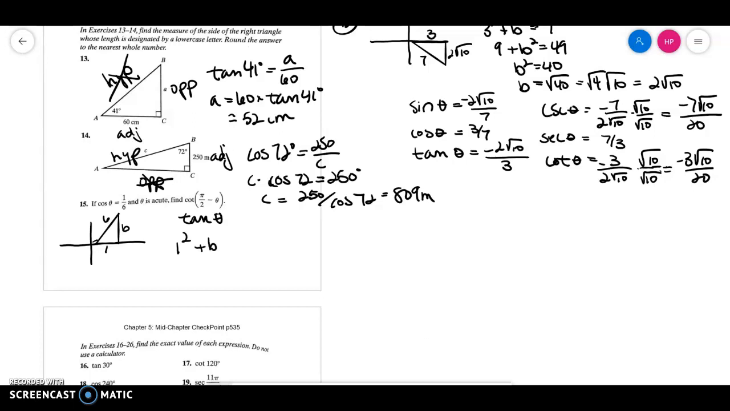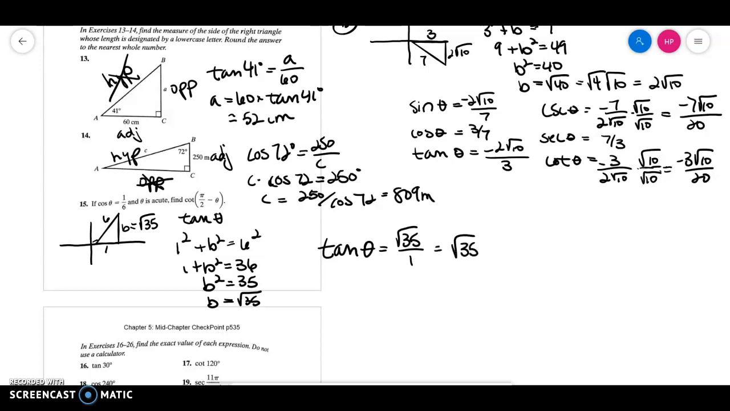So 1 squared plus B squared is 6 squared. 1 plus B squared would be 36. So if I subtract 1, B squared is 35. So B, or the height there, or the opposite side, is the square root of 35. So the tangent of that angle would be opposite over adjacent, or the square root of 35 over 1, which really is just the square root of 35.